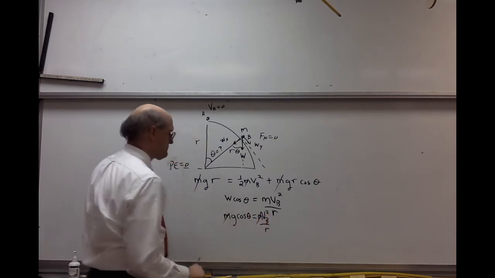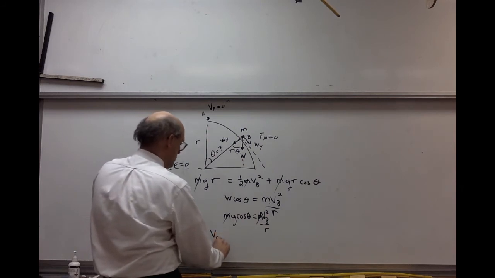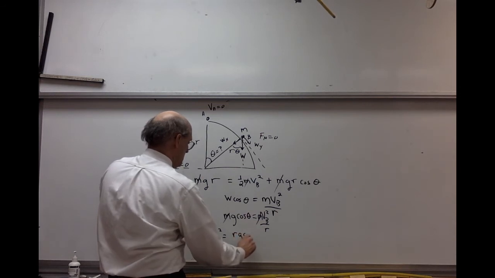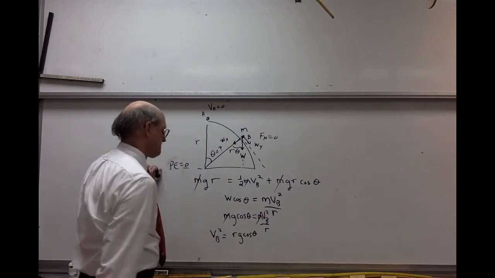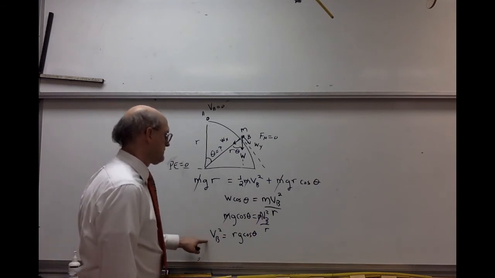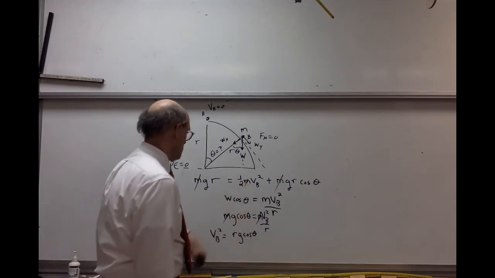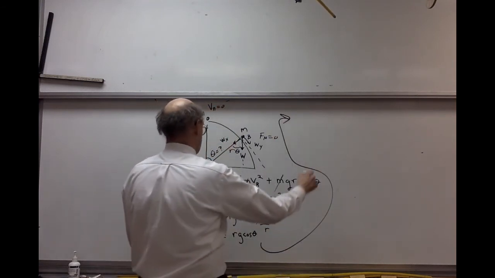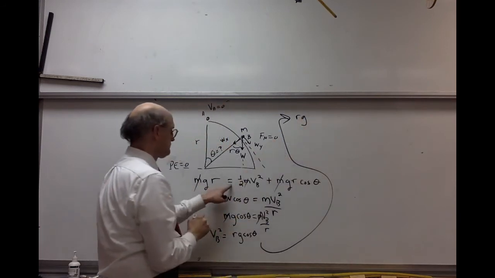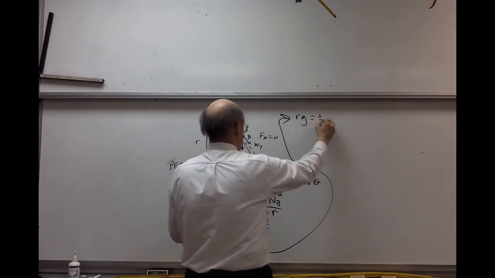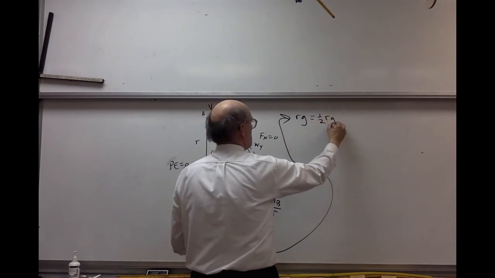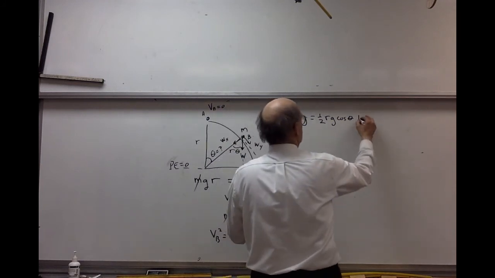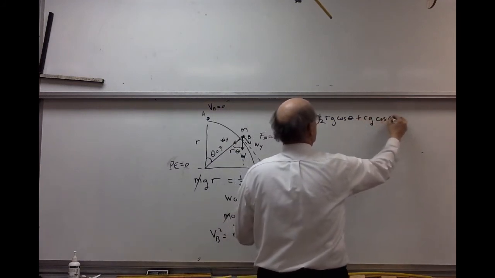Mass appears in both terms. So solving for v_B squared, I get R g cosine theta, which I can substitute into this expression here. So we get R g equals 1/2 R g cosine theta plus R g cosine theta.